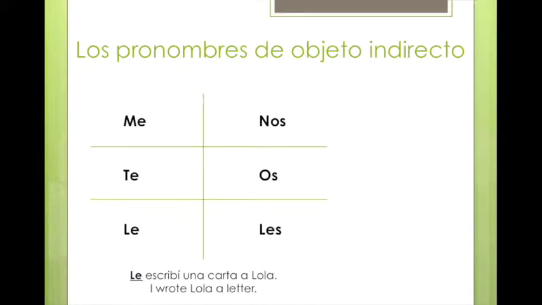So, le escribí una carta a Lola. I wrote a letter to Lola. Notice, le means to her. Escribí una carta. To her, I wrote a letter. And then after the sentence, you see it says a Lola. Putting a Lola clarifies who that le is referring to, because remember, le can mean to him, to her, or to you, as in usted. So we put them both in there to clarify who the le is referring to.